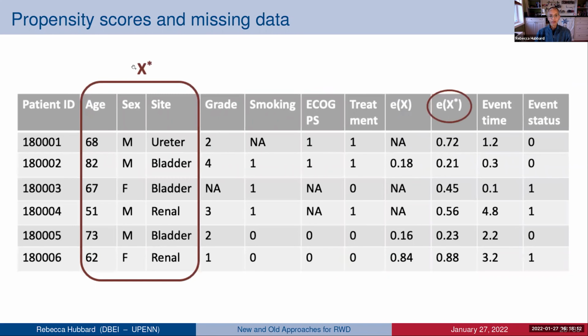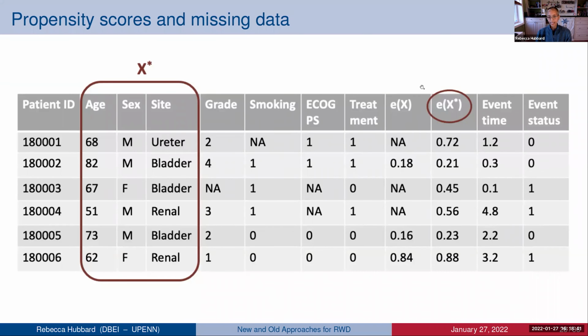Therefore, we could take a look at a reduced set of covariates, here denoted X star, and we could construct a proxy propensity score. So E of X star is a propensity score that's only based on the covariates that don't have any missingness. So that propensity score is going to be complete for everybody. We could then take a look at our original propensity score E of X, and we could think of it as being a variable that has missingness in it. And we could therefore try to impute the missing data in order to obtain an E of X for everybody.